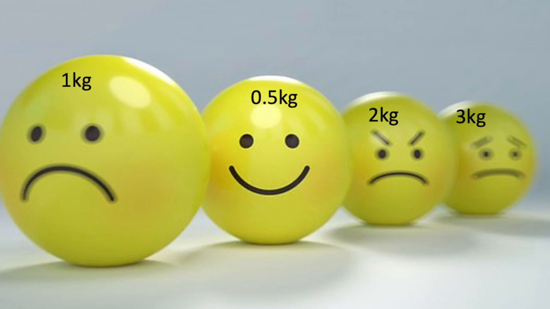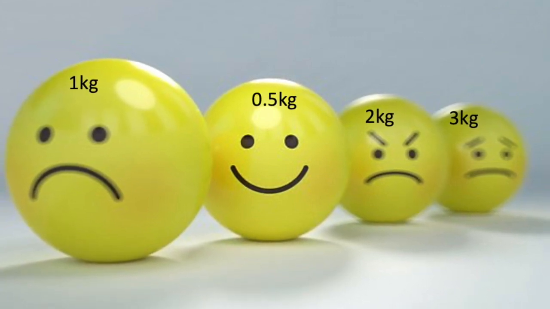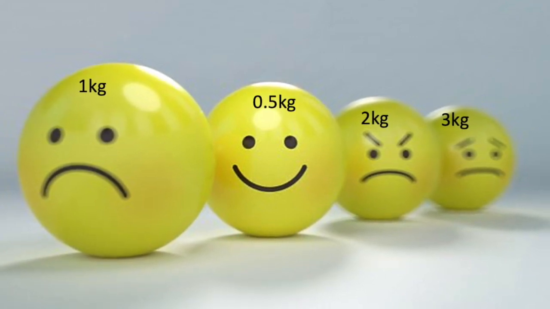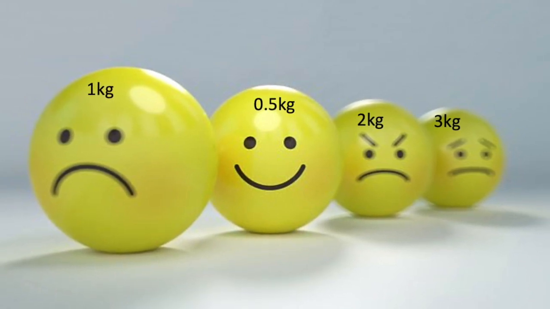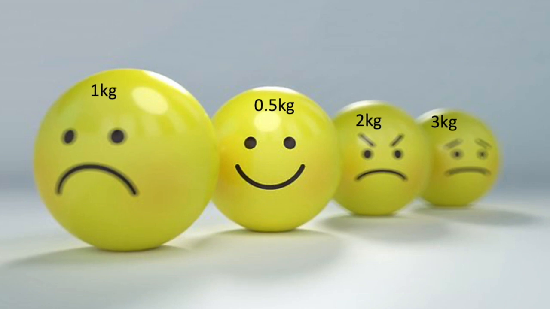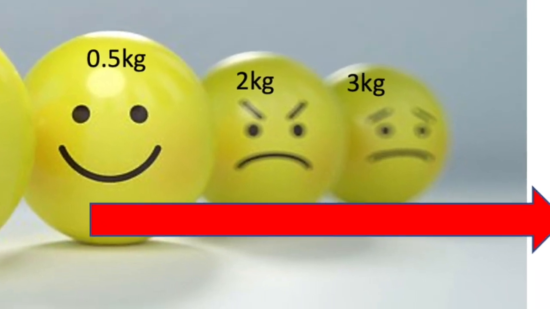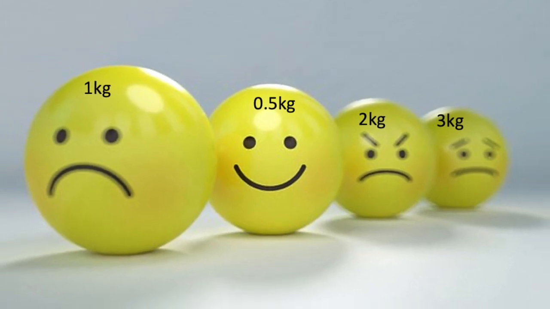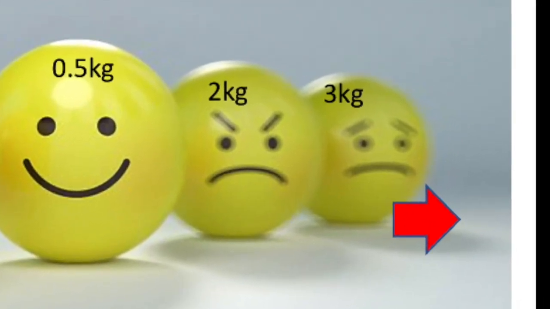A cute example of this can be seen with these emoji balls of varying mass. We have a 1 kilogram, a 0.5 kilogram, a 2 kilogram, and a 3 kilogram. If we were to push all of these balls in one direction, the one which would accelerate quickest would be the 0.5 kilograms because it has less mass, therefore it will accelerate quicker if the same force is applied to all of them. Similarly, the 3 kilogram mass would accelerate at a much lower rate because of the fact that there is more mass.